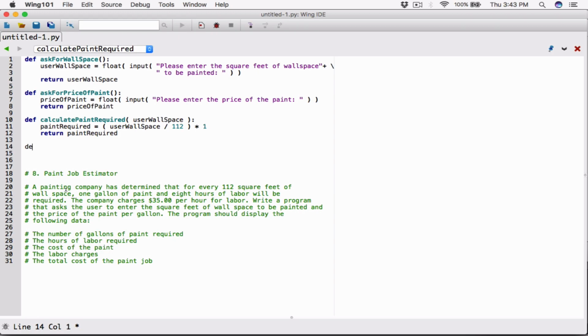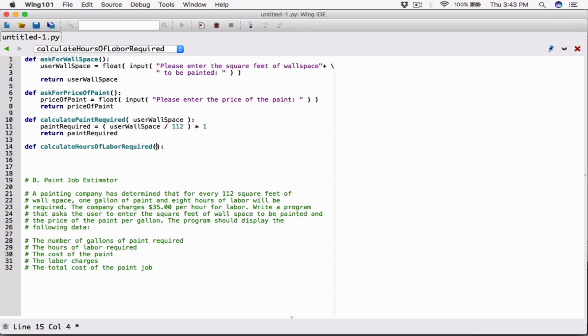Hours of labor required. So let's define a function called calculate hours of labor required here. Oops, thinking Java right now. All right. So hours of labor required. Okay, so let's also go through the question over here. It said for every 112 square feet of wall space, 1 gallon of paint. Okay, now forget about that, because we're not dealing with gallons of paint. It said for every 112 square feet, 1 gallon of paint and 8 hours of labor will be required.